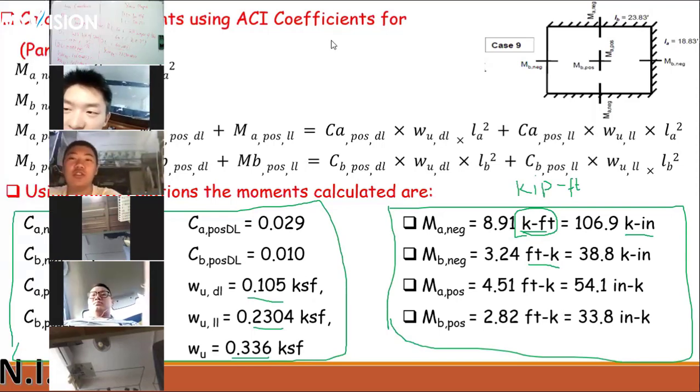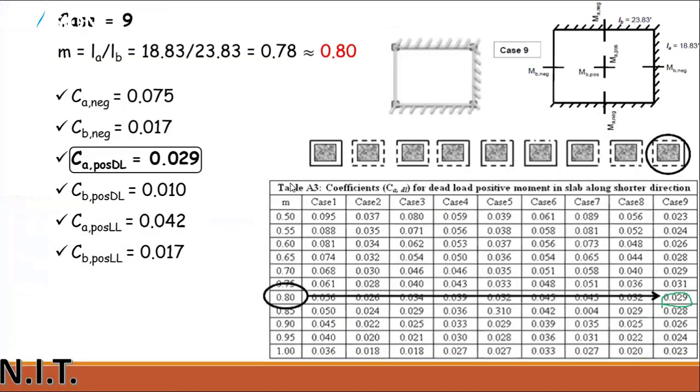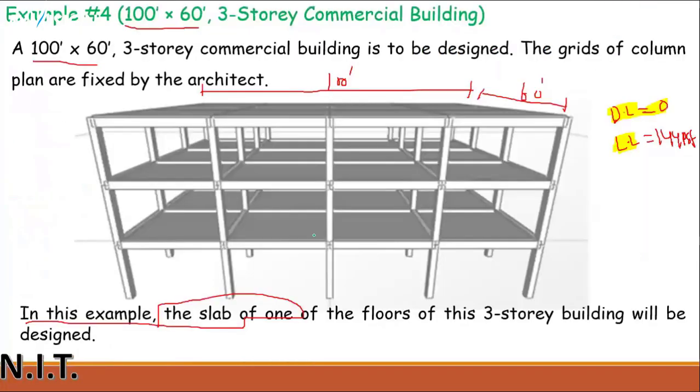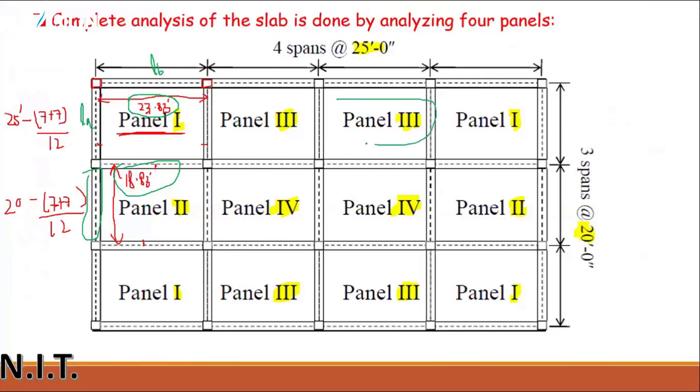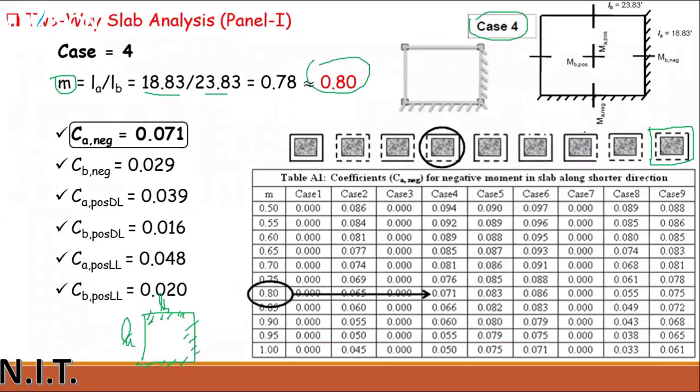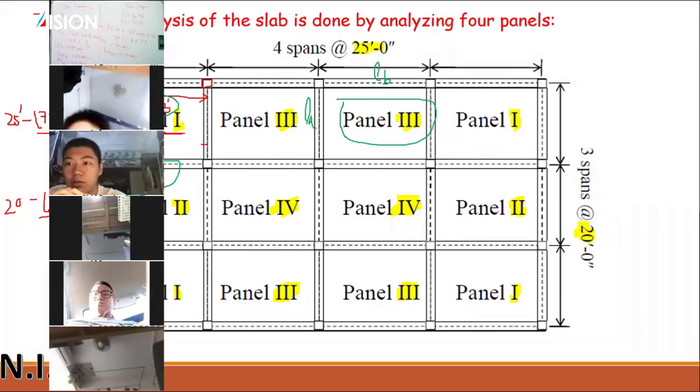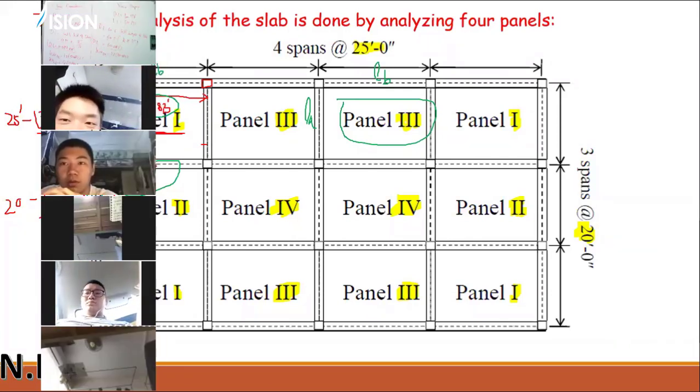Okay, let's move towards the third panel. Mr. Bruce Wayne, this is your turn. Can you please tell me, this is panel number 3. Panel number 3 is matching with which case? As you can see, this is LB side and this is LA side. I think case A. Case number 8. Yes, this is case number 8.